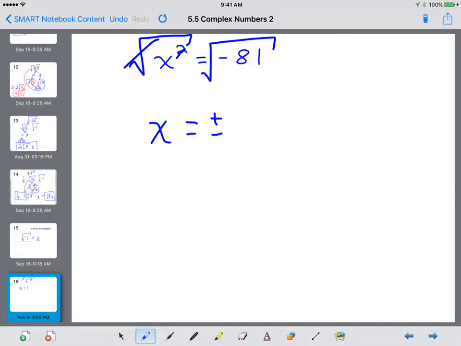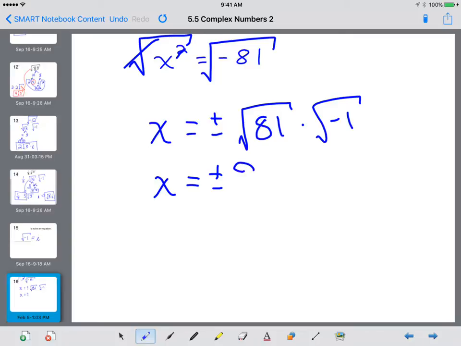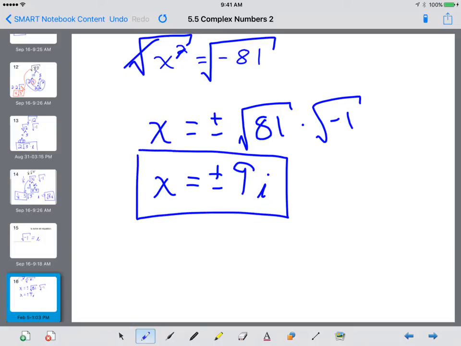So this is going to become plus or minus the square root of 81 times the square root of negative 1. I'm just skipping one step to save us some room. We know that the square root of 81 is 9, and the square root of negative 1 is i. So my answer is x equals plus or minus 9i.